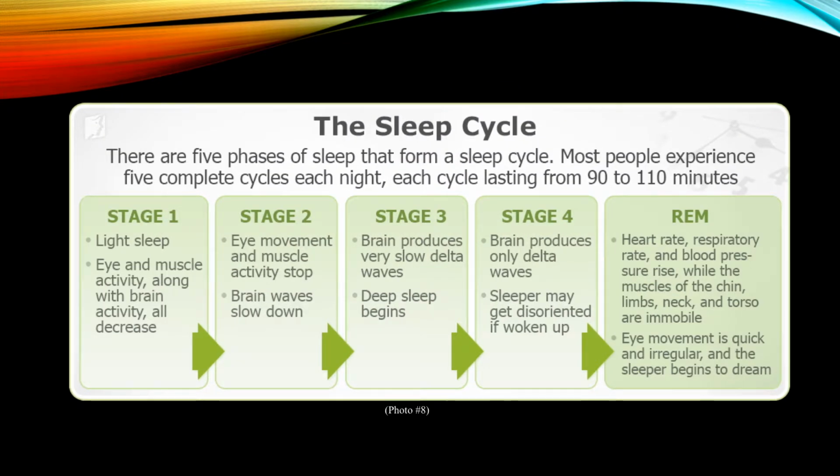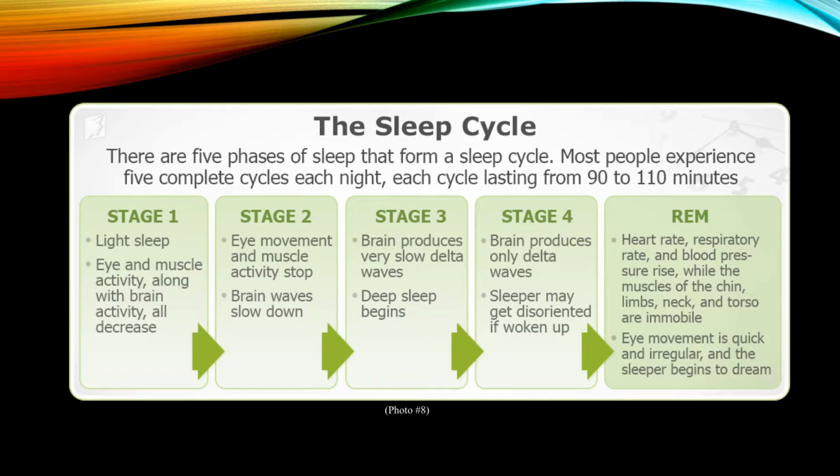In photo 8, the sleep cycle is broken down into a flowchart type pattern, rather than, as seen in photo 7, it was broken down by brainwave patterns. Stage 1 here can be defined as the lightest stage for sleep. Here, eye and muscle activity along with brain activity is all slowly decreasing. In stage 2, the eye movement and muscle activity stops, causing brain waves to slow down. In stage 3, the brain produces very slow delta waves, and you begin to enter into a deeper sleep. In stage 4, the brain produces only delta waves.